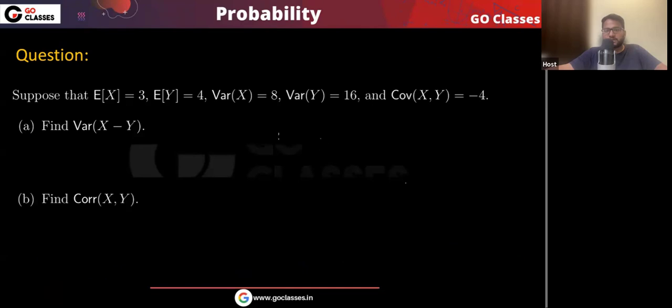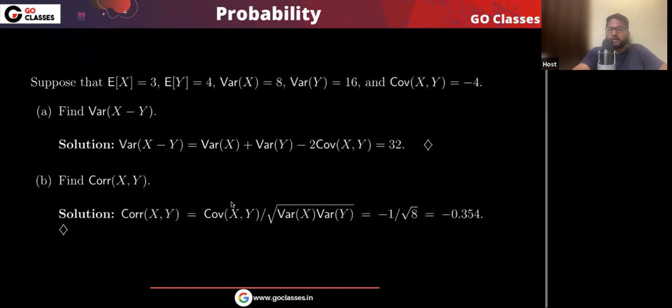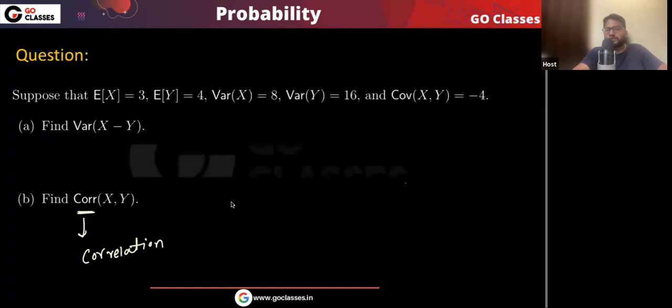They're asking, these things are given. They're asking for the variance of x minus y and the correlation between x minus y, x and y. You can just try it. The solution is on the next page. This is an easy question only. You can just try it. This is homework.